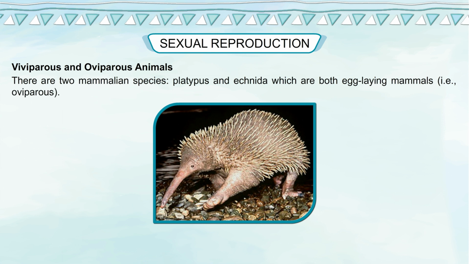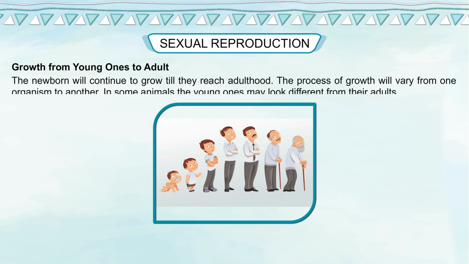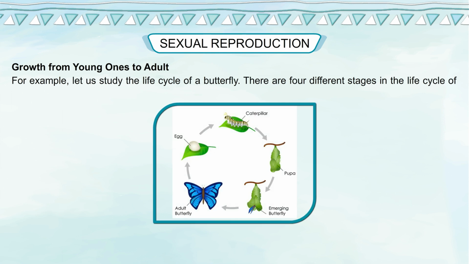Example, oviparas. Growth from young ones to adult. The newborn will continue to grow till they reach adulthood. The process of growth will vary from one organism to another. In some animals, the young ones may look different from their adults. For example, let us study the life cycle of a butterfly.